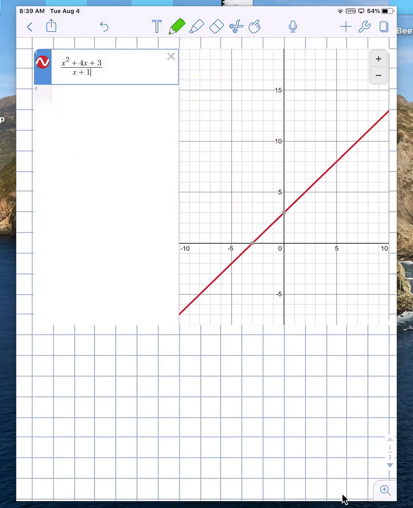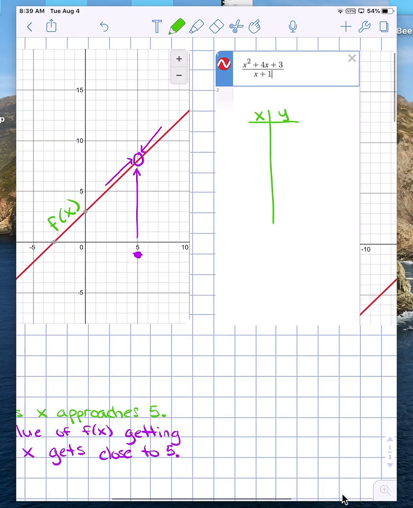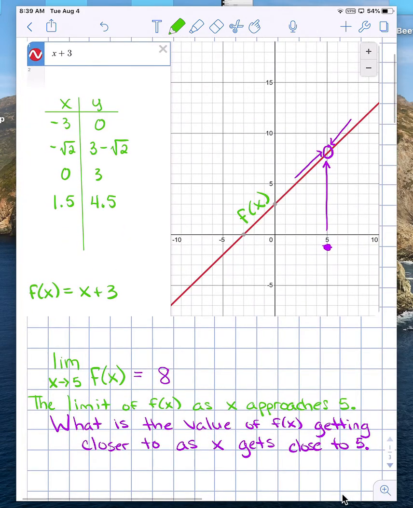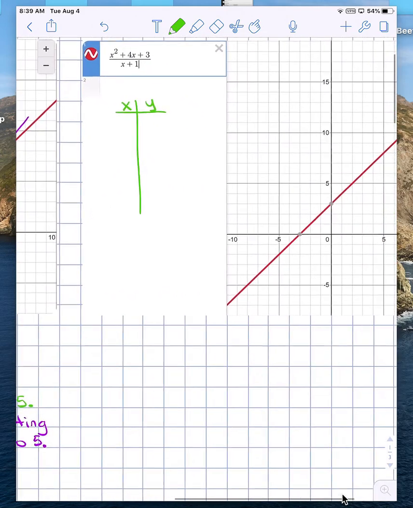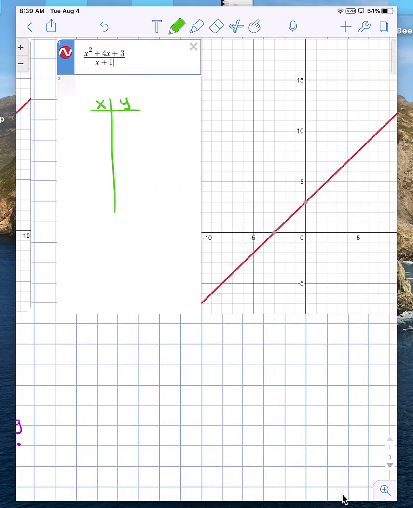But if you remember from pre-calculus, I hope you do, if we were to make a table of values for this, and if I were to plug in values, most of the values are okay. If I plug in -3, -√2, I'm going to get all of the same values I did before. If I plug in -3, I get 0. If I plug in -√2, I get 3 minus √2.